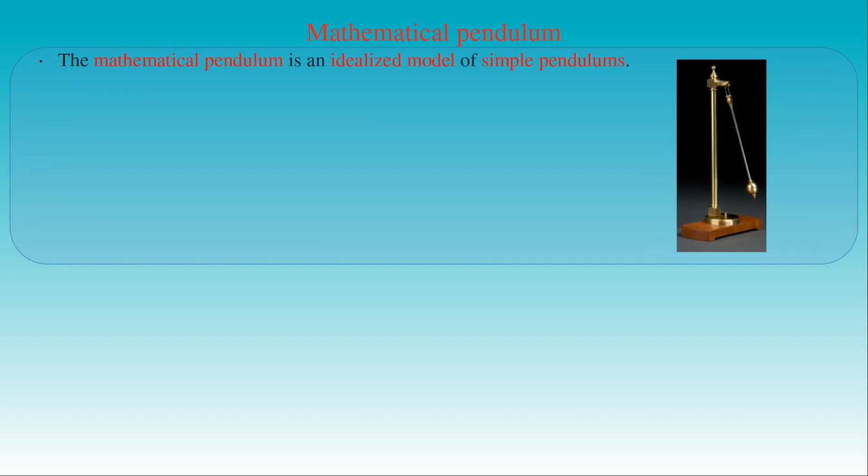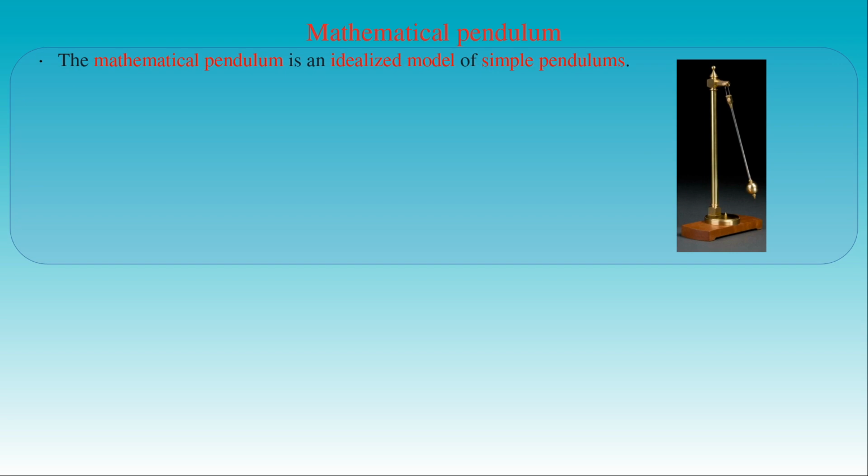Now, we will study the motion of a simple apparatus called mathematical pendulum operating under the influence of gravity. Mathematical pendulum is an idealized model of simple pendulums. A simple pendulum consists of a small bob suspended by a string or a rod from a rigid support or the ceiling, as seen in the photo.